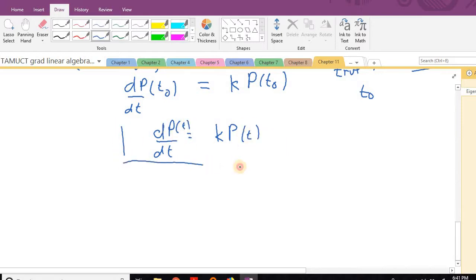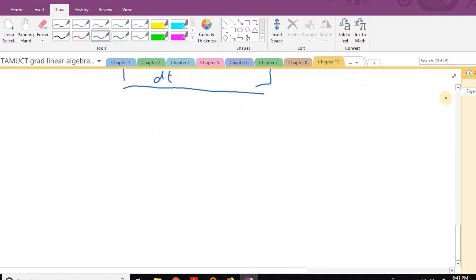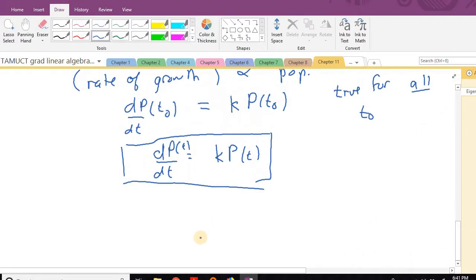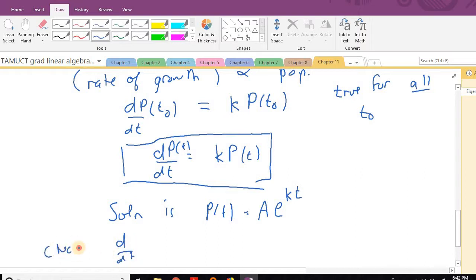And you probably have seen this before in one of your past incarnations. If you took differential equations, you saw this before. But the solution of this is p of t equals e to the kt, or a e to the kt. And you can check it, right? Because what is the derivative of a e to the kt?